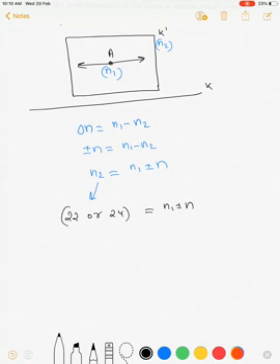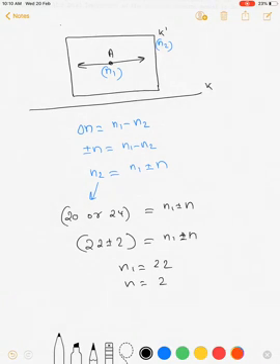So 22 or 24 can be written as 22 plus or minus 2. That should be equal to n1 plus or minus n. If we compare these two equations, we can write the value of n1 is nothing but 22 and the value of n is equal to 2.